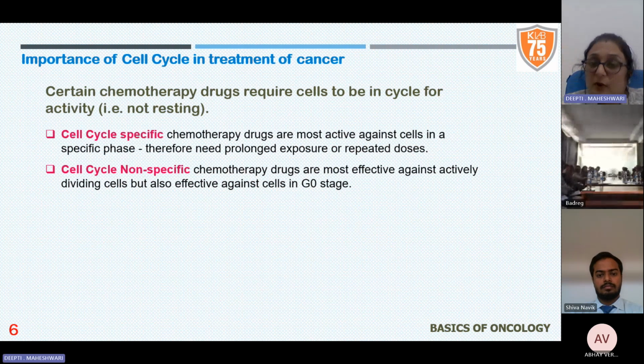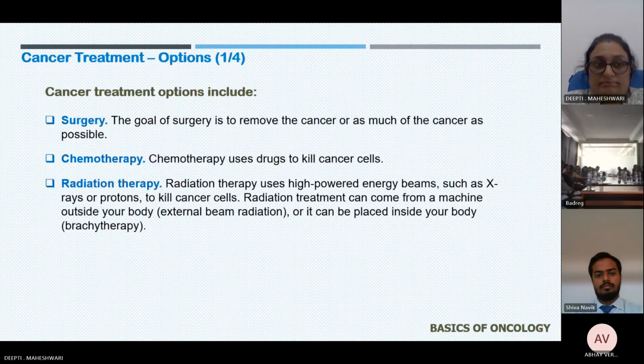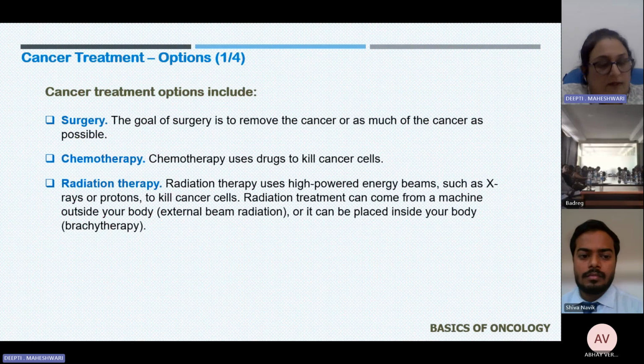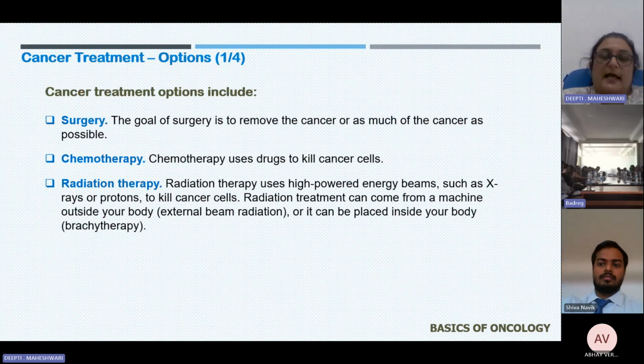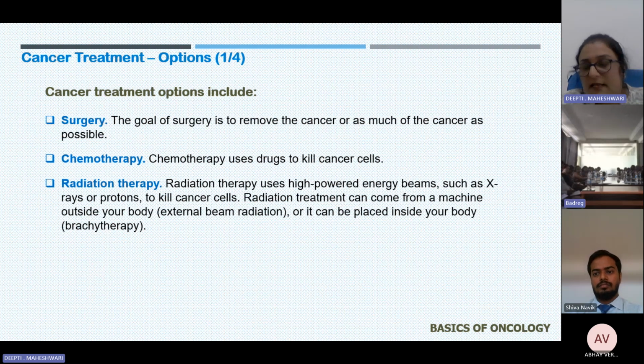Okay. So understanding this is very important. Some drugs are cell cycle specific. They act on one particular phase. Some drugs are cell cycle non-specific. They can act on all the phases of the cell cycle, including the G0 phase, right? Now, we just understood what the cell cycle is. We also saw what is cell cycle specific and what is cell cycle non-specific in chemotherapeutic drugs.